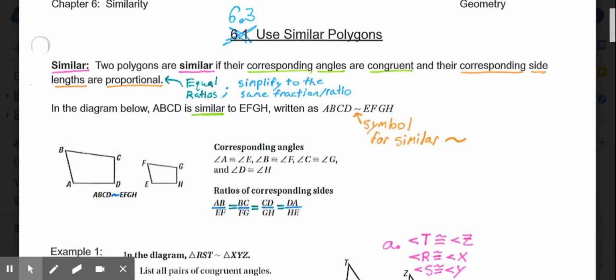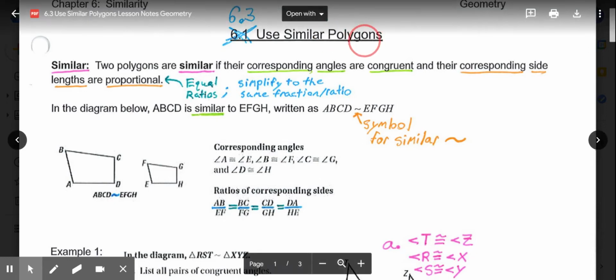Welcome to lesson 6.3, use similar polygons. So again, what you want to remember is the term polygon just means a closed figure made up of line segments, and it has 3 or more sides. So similar. We already explored the idea of congruence. Now we're getting into the other common one, which is similarity or similar figures.